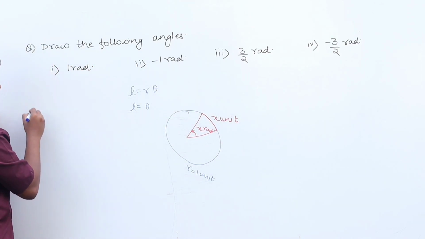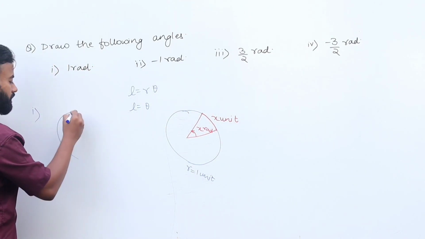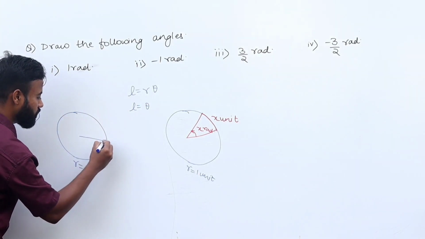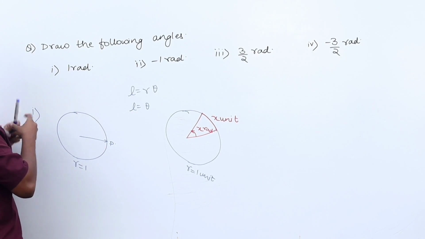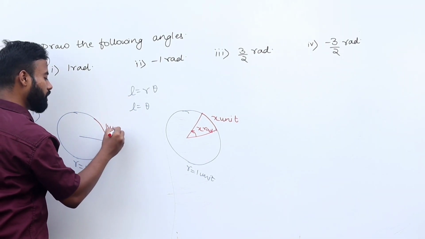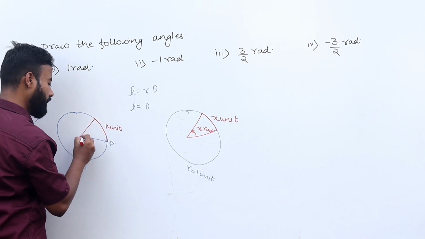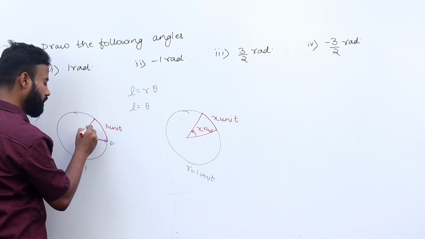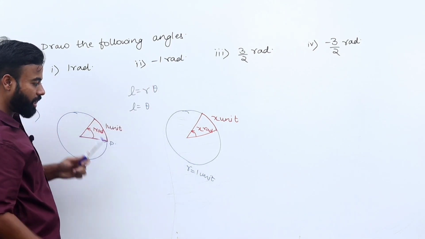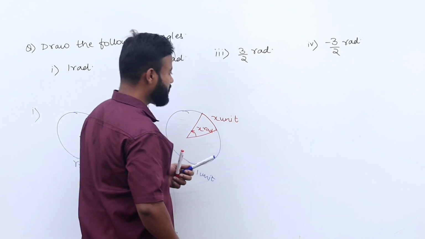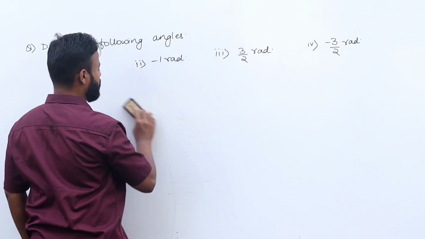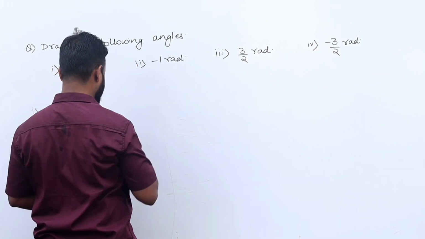Therefore, for the first part, you will do like this. It's a unit radius circle. r is equal to 1. This is the initial direction of the ray. Now you will move 1 unit. If you are moving 1 unit on the circumference, the arc length would be 1 unit and the angle subtended would be 1 radian. I hope it is clear. For minus 1 radian, what you are gonna do? You just need to move in the clockwise direction rather than the counterclockwise direction.